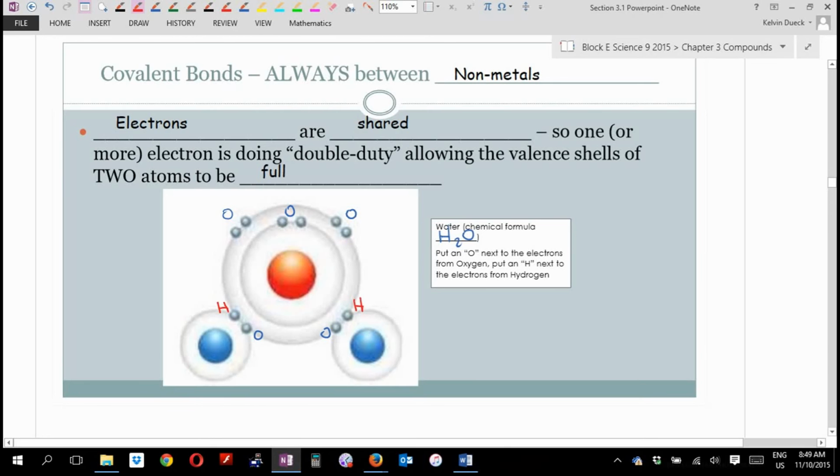But by sharing, in that outer shell, how many electrons does oxygen have in its valence shell? See the full 8? 2, 4, 6, 8. And how many electrons does hydrogen have in its valence shell? 2, and that's what it needs. Okay? This is called a covalent bond. It's a covalent bond. They're sharing.